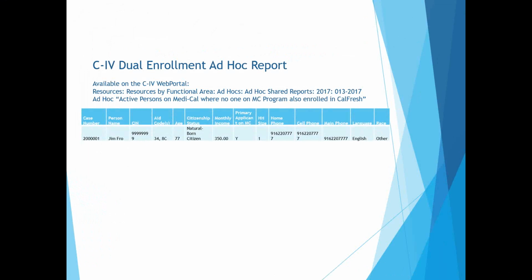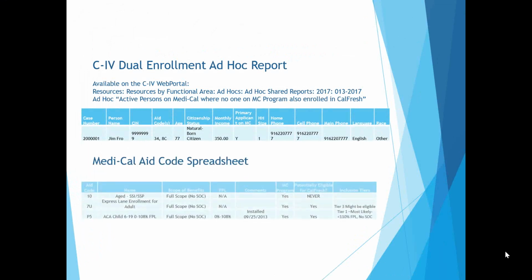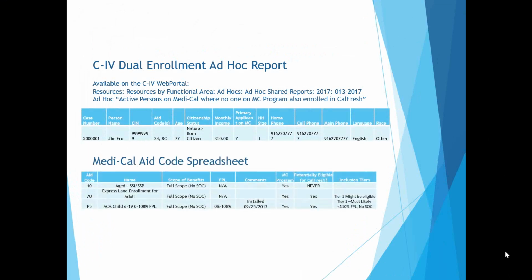So then we took this report and we combined it with this MediCal aid code spreadsheet that Diana Jensen provided to us. This is just a little snapshot of what it looks like. She did a great job of breaking down each aid code with a name, listing the scope of benefits, and whether there was any FPL associated with it. The last two columns are really the important ones here: potentially eligible for CalFresh, or never eligible, and also the inclusion tiers, which she talked a little bit about.